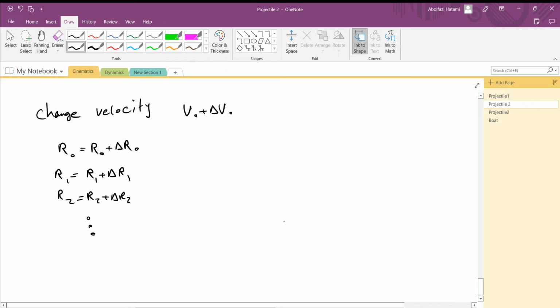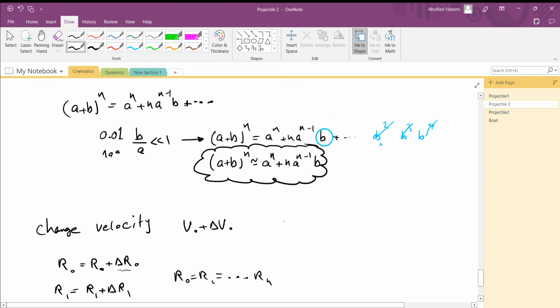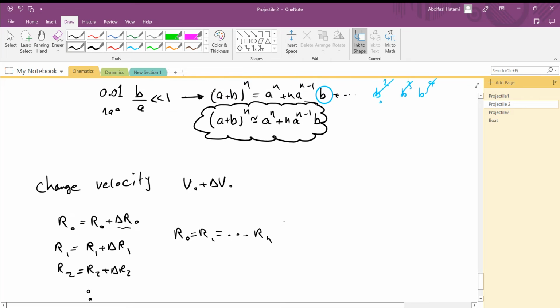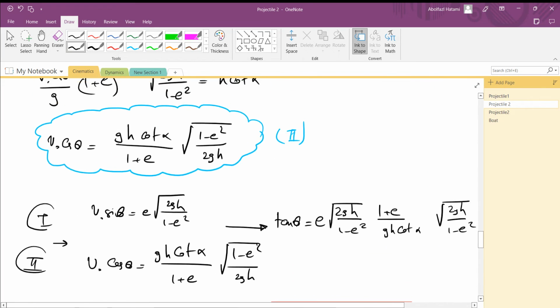But how can we obtain what delta r0, delta r1 are? Are they equal? I mean, because we understood that r0 is equal to r1 and it is equal to rn. Actually, are delta r0, delta r's equal to each other too? How can we obtain that?